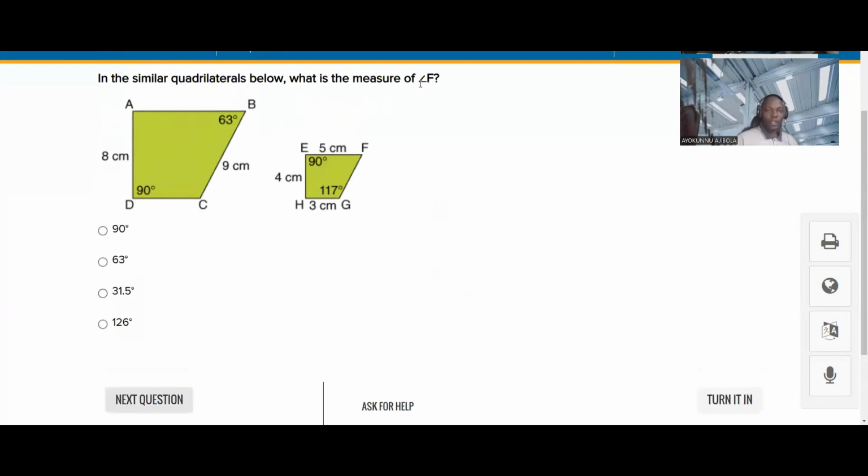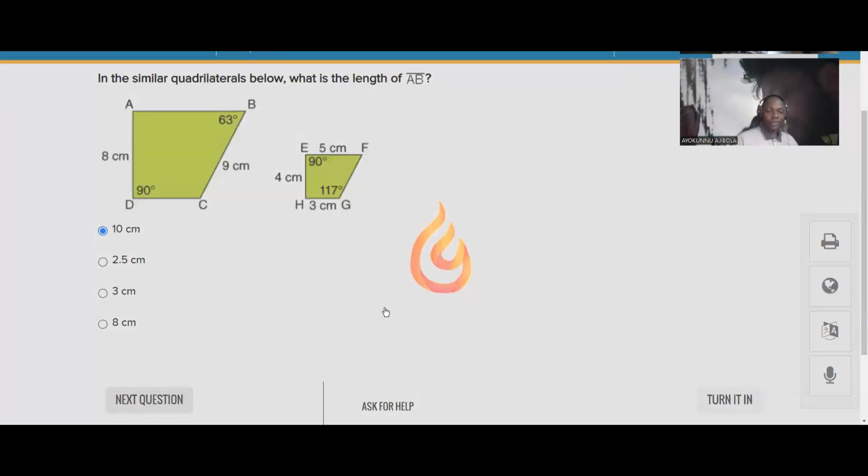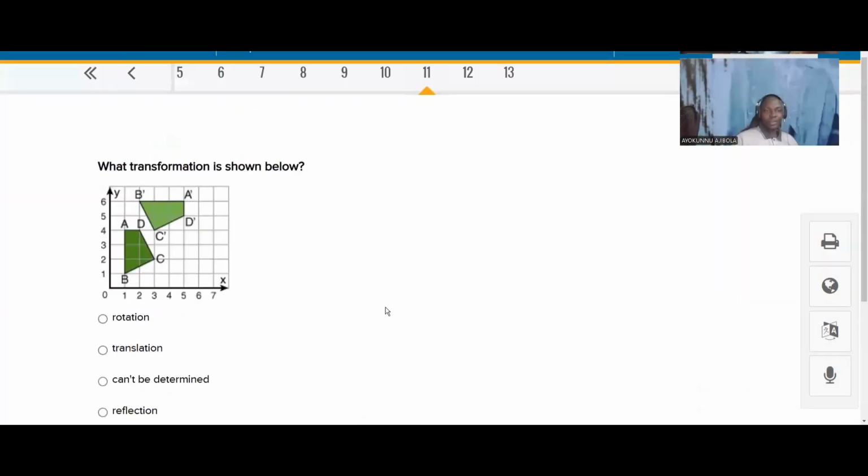What is the measure of angle F? Angle F, since they are similar, congruent shapes, is 63. Yes, I understand, sir. Okay. Then find line AB. So if 4 times 2 gives me 8, then 5 times 2 will give me 10. No, no, from the smaller one to the bigger one. Please, please.